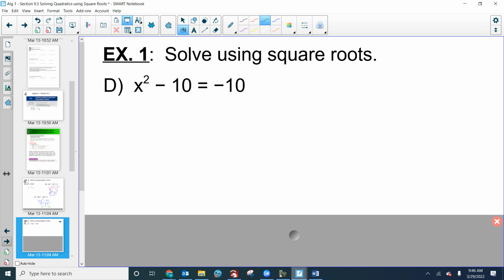Liv, what do I do? Add. Yes. What's negative 10 plus 10? Close. I got 0. I actually got 0 squared. Now, ready for square root, right?